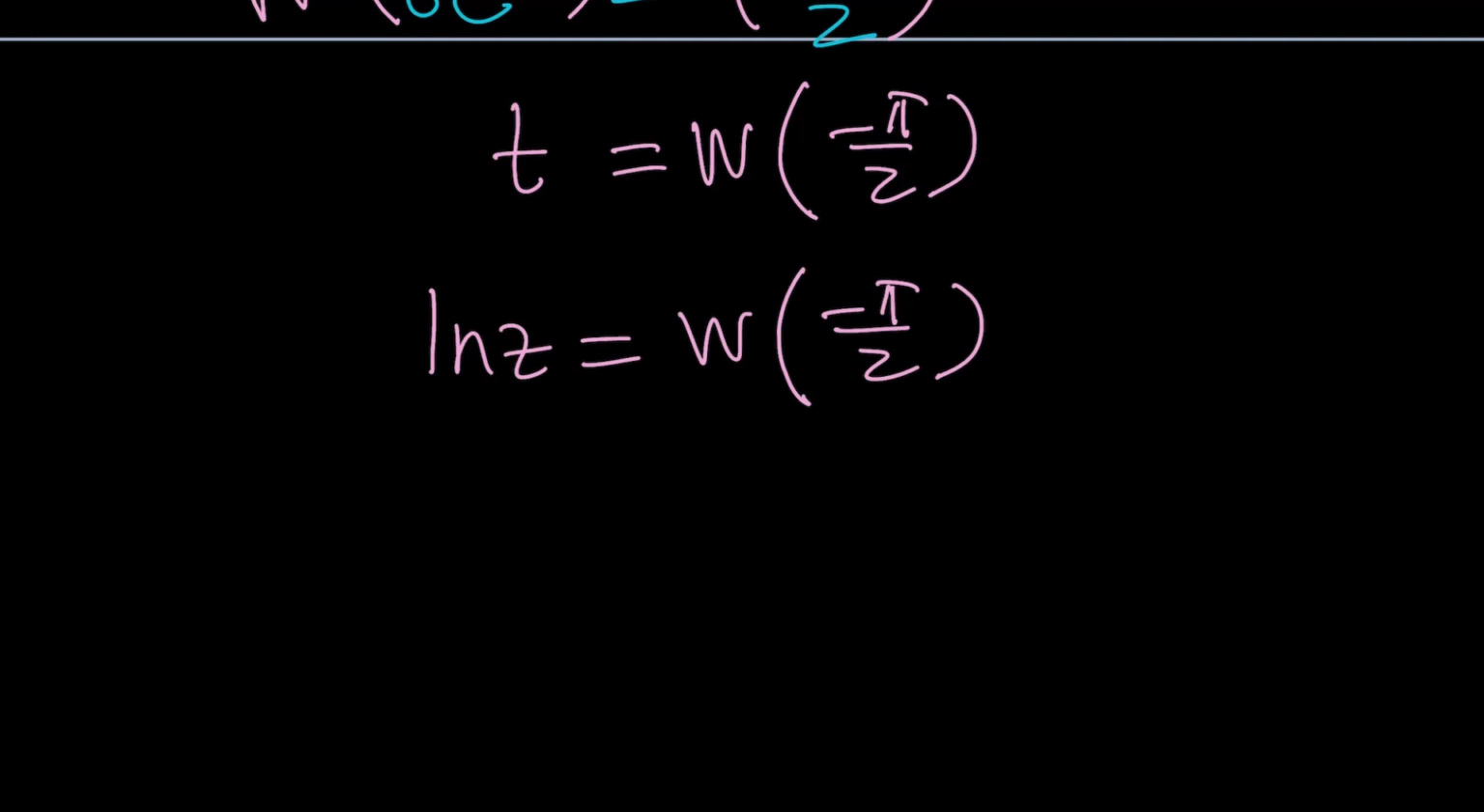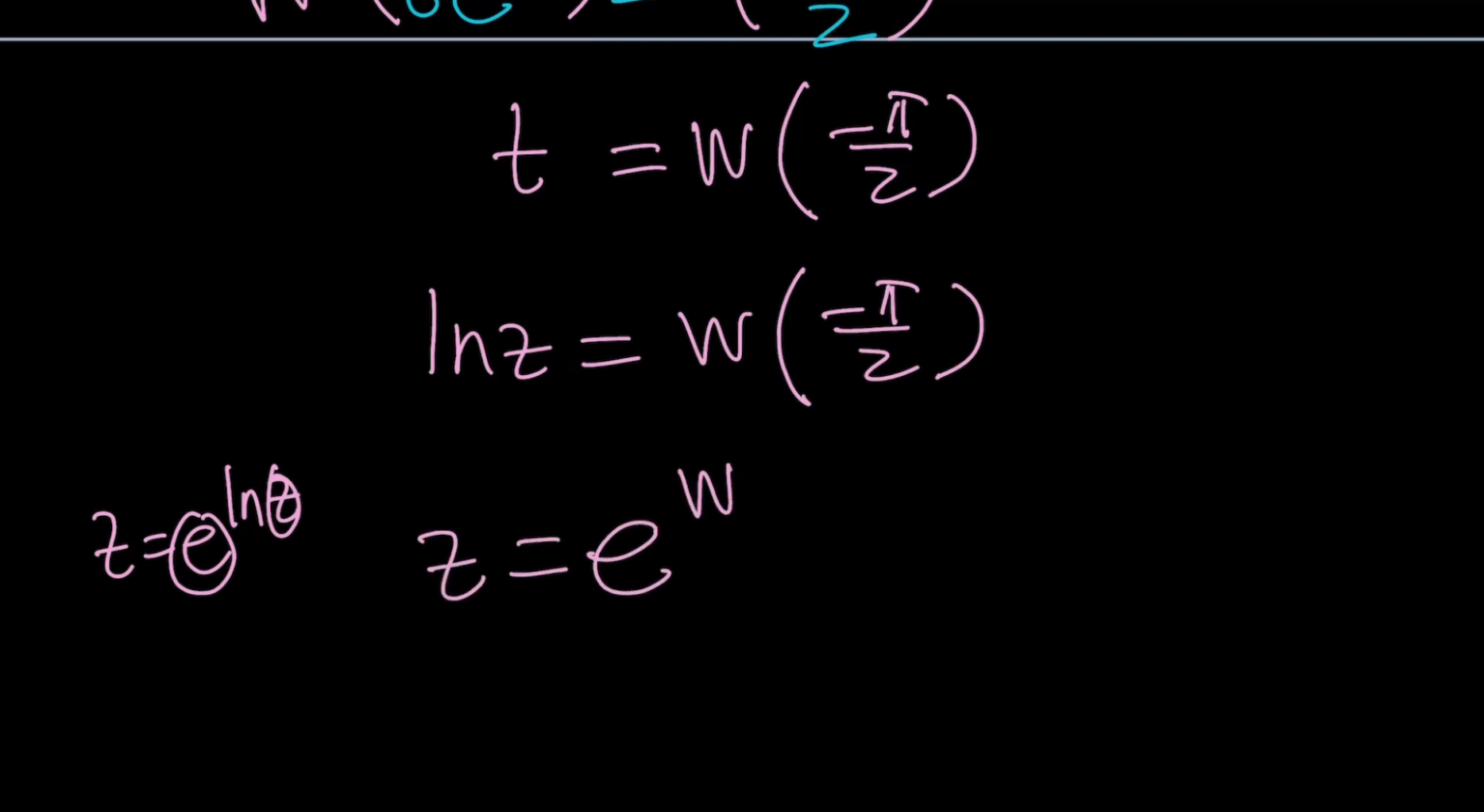But how do you get to z from ln z? Easy. z equals e to the ln z. You see? So now, hopefully that will help you remember. So now z is going to be e to the power W of negative pi over 2. Awesome. So this is the z value, but the problem is, what is Lambert's W function of negative pi over 2? And then whatever that is, I have to raise e to the power of that.